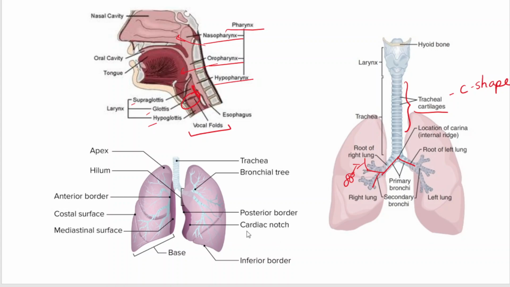Our left lung is smaller than the right one. The left lung can be divided into two lobes, and the right lung can be divided into three lobes. You can see the structure of the lungs here.